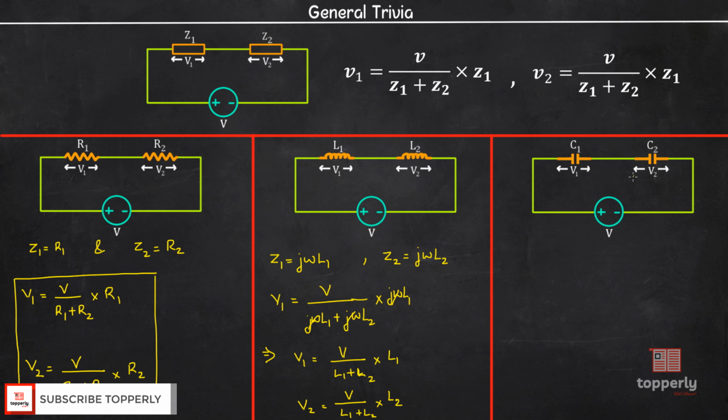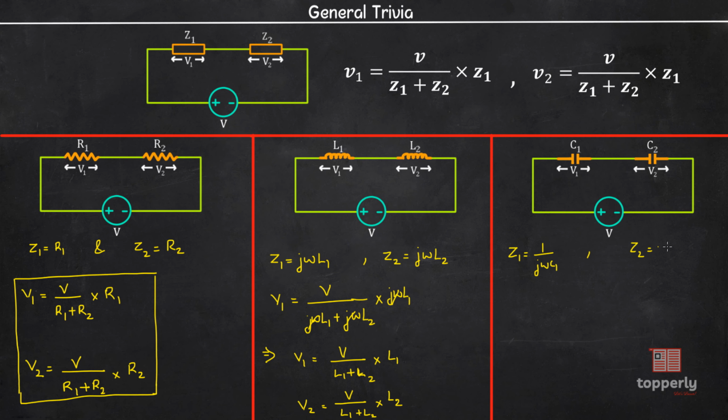Lastly, for the capacitive case, that is when Z1 and Z2 are purely capacitive, then Z1 is equal to 1 by j omega C1 and Z2 is equal to 1 by j omega C2. Substituting the value of Z1 and Z2 into this equation, we have V1 is equal to V by 1 by j omega C1 plus 1 by j omega C2 into 1 by j omega C1.